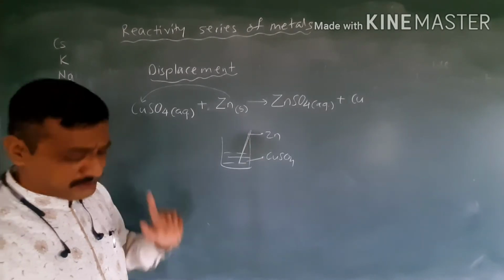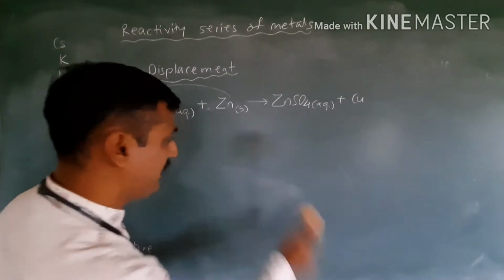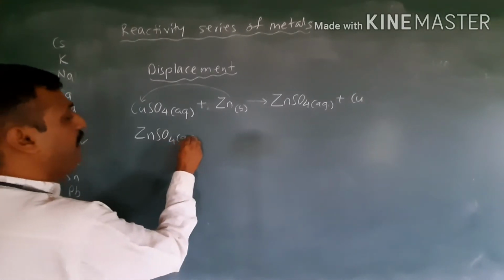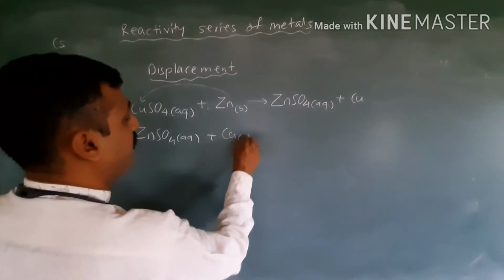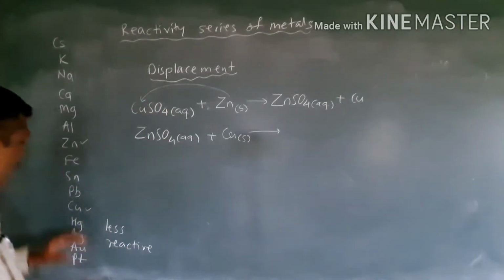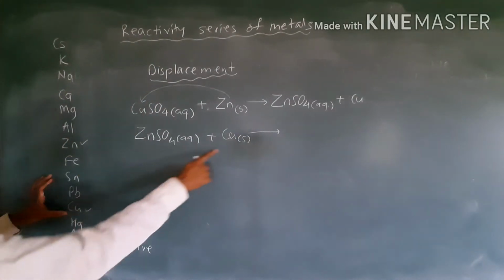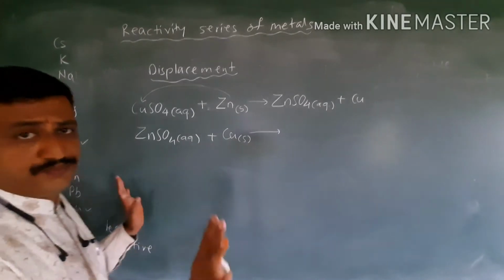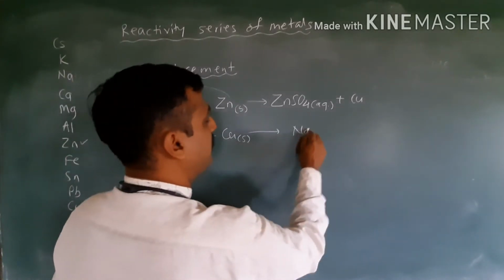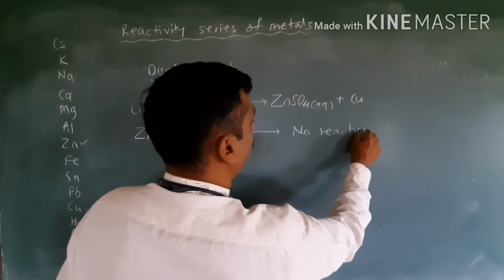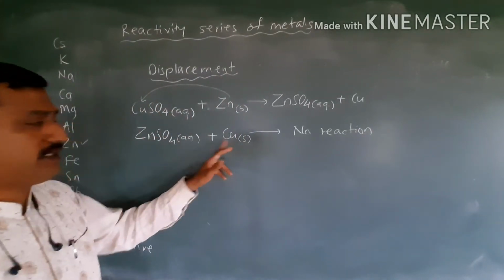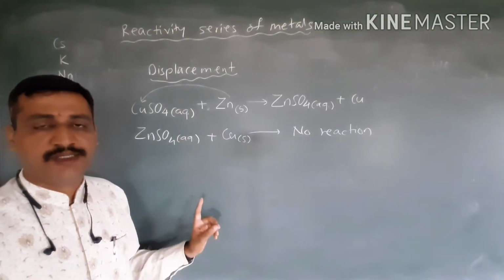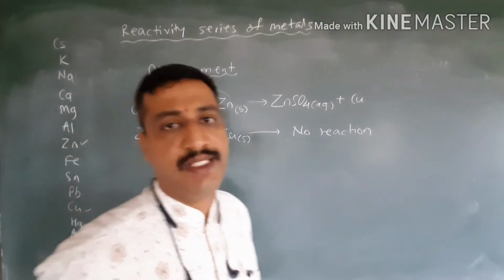And suppose there is a question that we have a zinc sulfate solution and if we keep a copper rod in it, what will happen? So we know that copper is a less reactive metal. So can a less reactive metal displace a more reactive one? No. So there is no reaction. Why? Because copper is less reactive than zinc. So a less reactive metal can't displace the more reactive metal. So this is about the displacement or single displacement reaction.